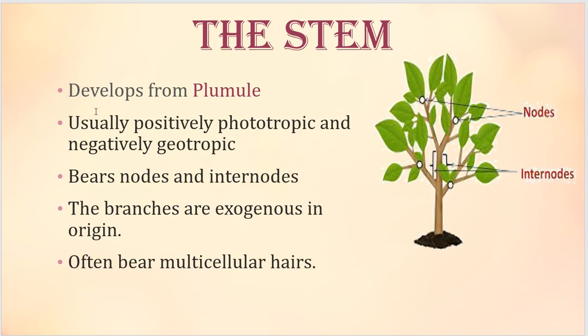And the next part we are going to learn is the stem. The stem is the structure which develops from the plumule. Just as the root develops from the radicle, the stem develops from the plumule. Then when we think of the characters of the stem, generally the stem shows positive phototropism. That means the stem or the shoot system grows towards the sunlight, and it shows negative geotropism. It will grow against gravitational pull. So it shows positive phototropism and negative geotropism. And in roots, you have seen that it's exactly vice versa, right?